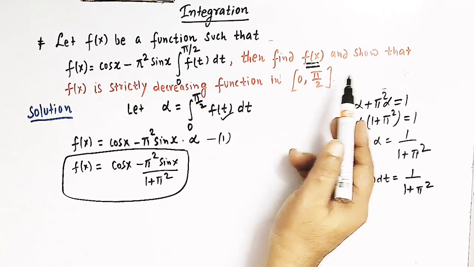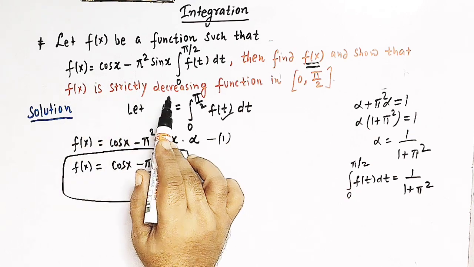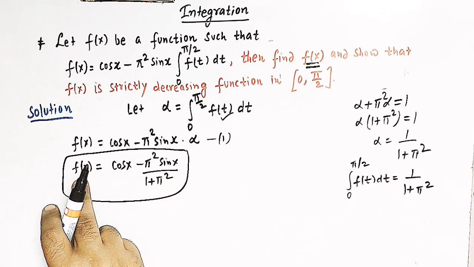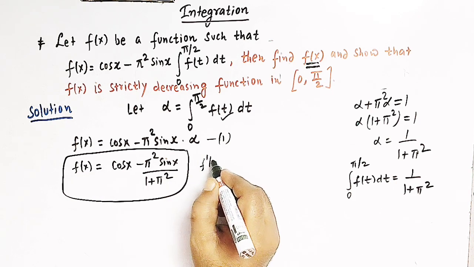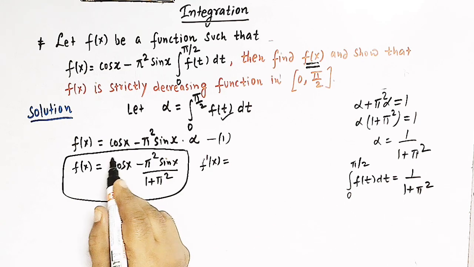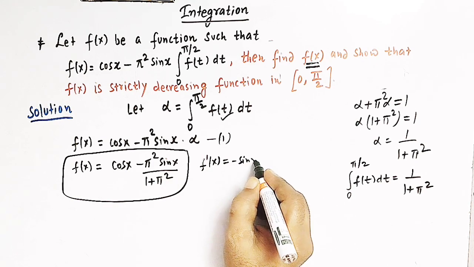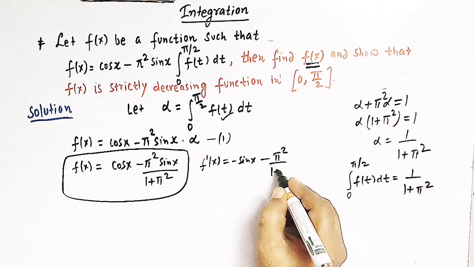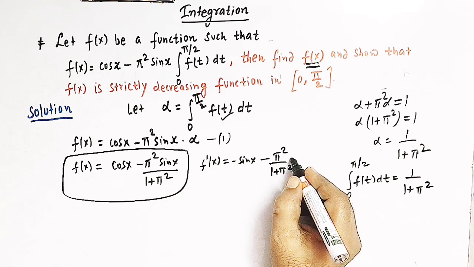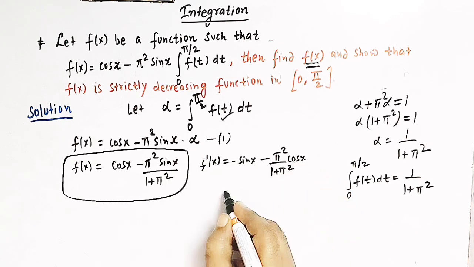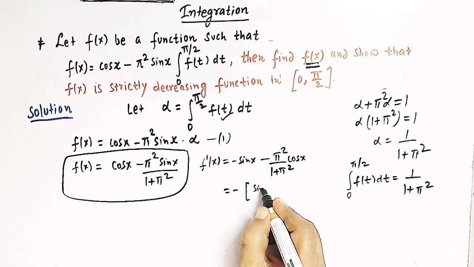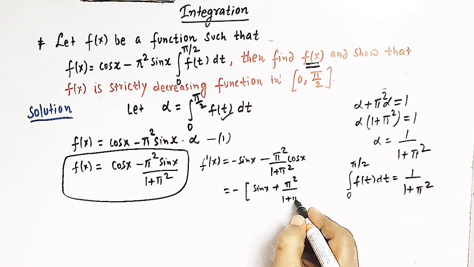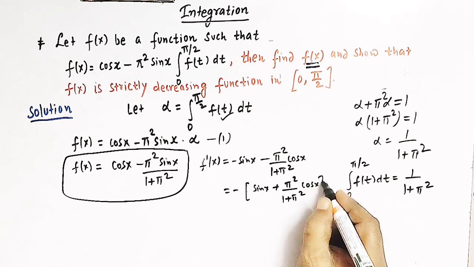So now to prove the second part, that is f of x is a strictly decreasing function in 0 to pi by 2, we have to differentiate this function f of x. So the derivative f prime of x is equal to the derivative of cosine x, which is minus sine x, and the derivative of sine x is cosine x. So we have pi square over 1 plus pi square, and sine x has derivative cosine x. Now taking the negative sign outside these two terms, we have sine x plus pi square over 1 plus pi square and cosine x, right?